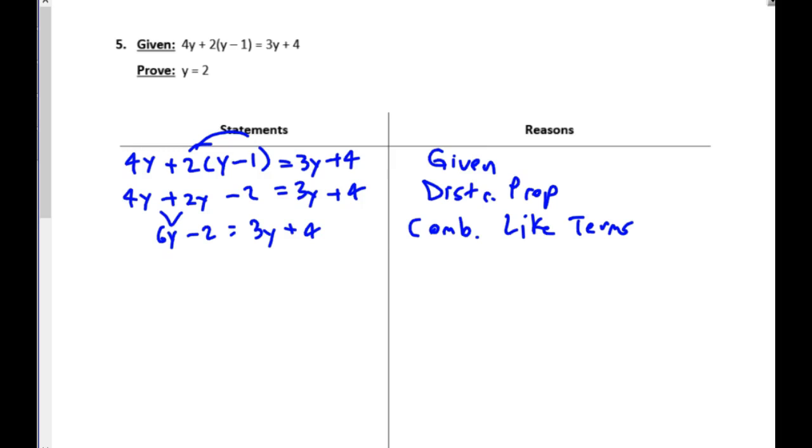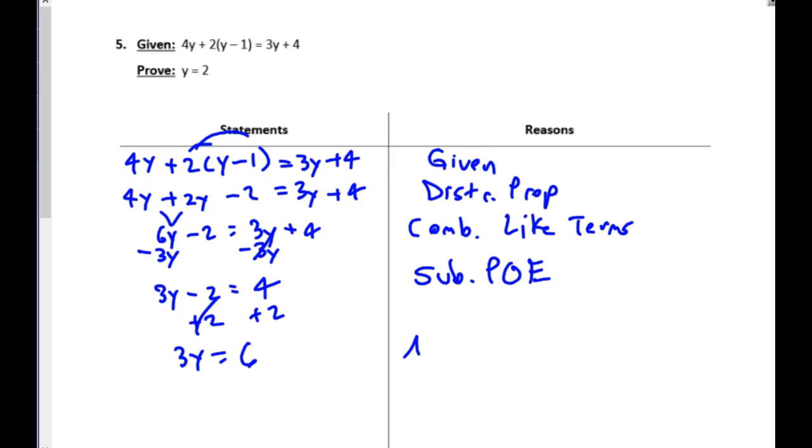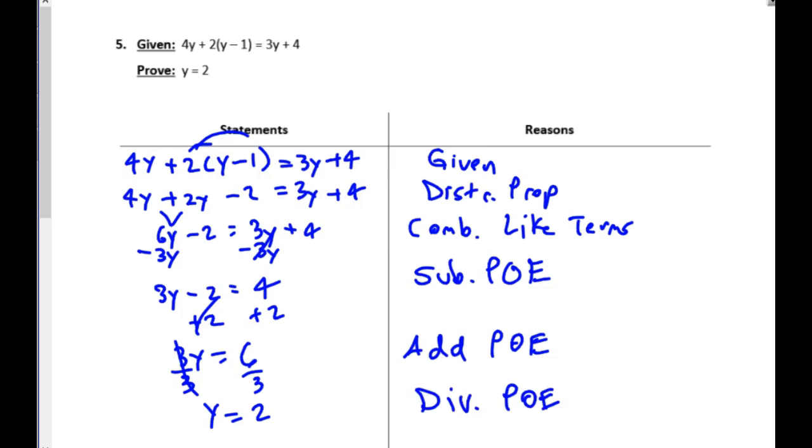And just like before, y is on both sides. Get rid of the smaller y. Subtraction property of equality. And then we get rid of the minus 2 by adding 2 to both sides. That's addition property of equality. And then we get rid of the 3 by division property of equality. Now, notice y is already on the left side. You don't need to use symmetric because you don't need to move it over. That's it.